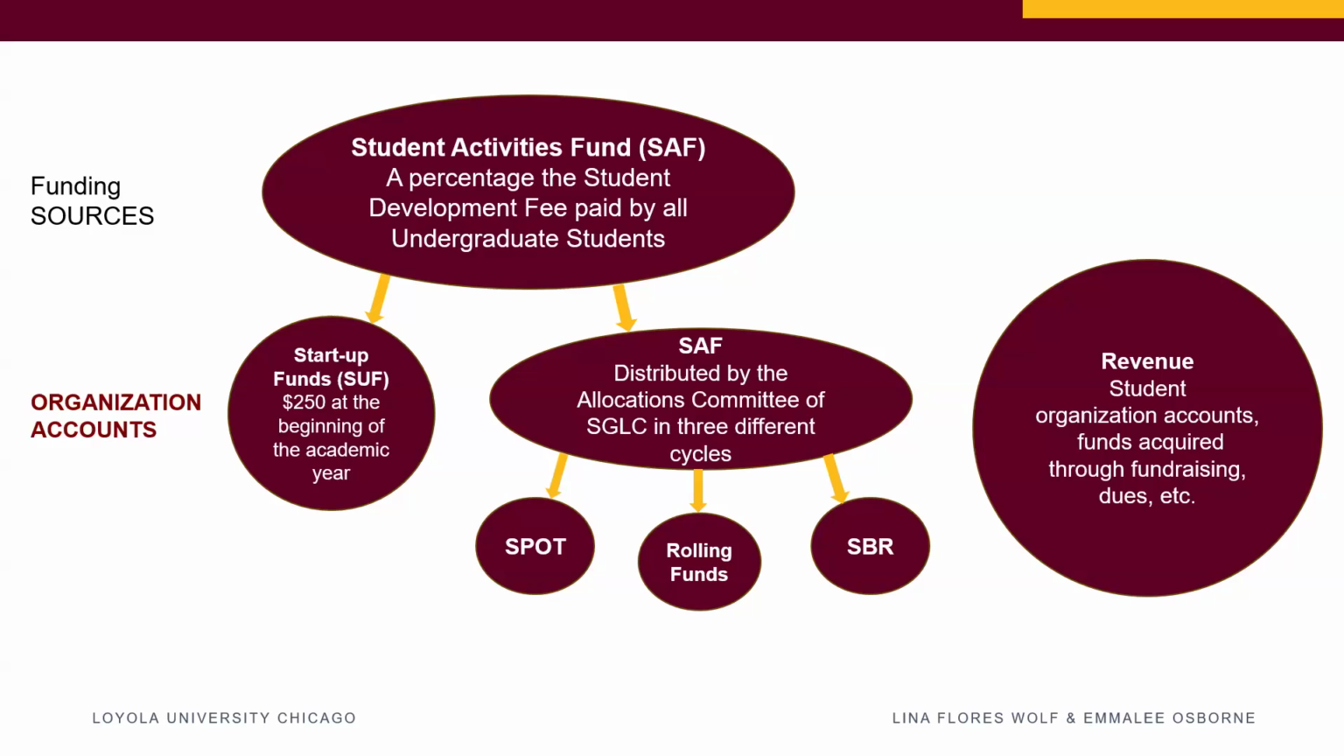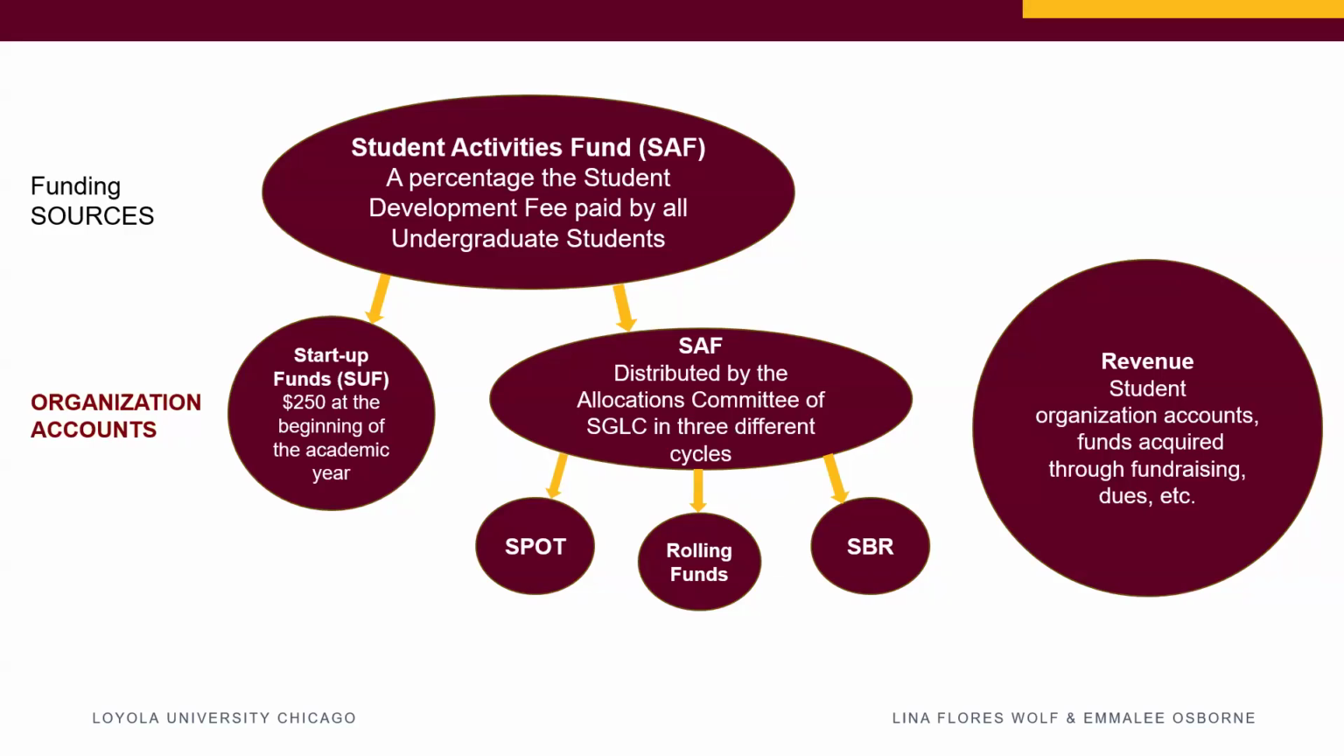On the other hand, Student Activities Fund funds can be acquired through the allocation cycles, which are the SAF accounts distributed by the Allocations Committee. There are three different cycles: Spot, Rolling Fund, and SBR, and I'll talk about all three of these at some point. And then you also have access to your startup funding, which is $250 at the beginning of the academic year. Those $250 last through the academic year, but then at the end of the academic year, all unspent funds get redistributed. The SAF cycles operate on a semester basis.